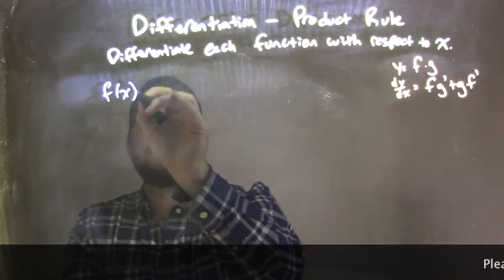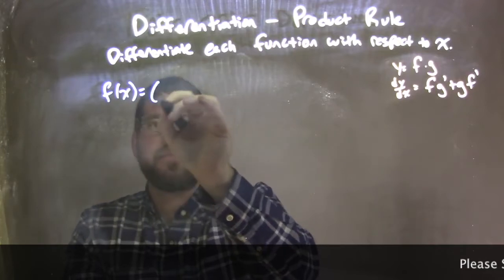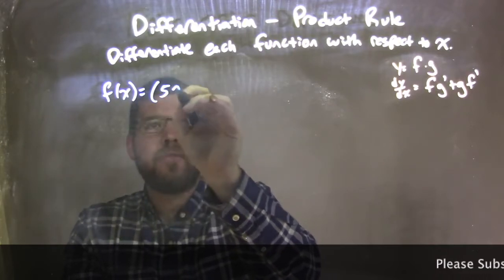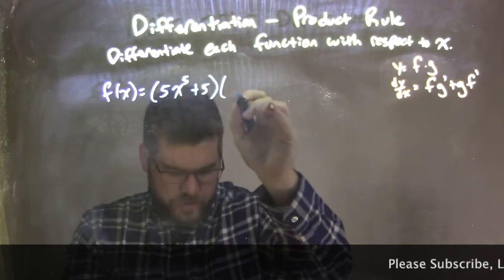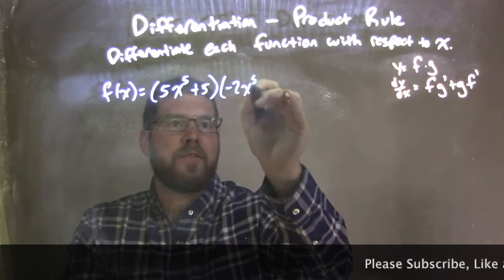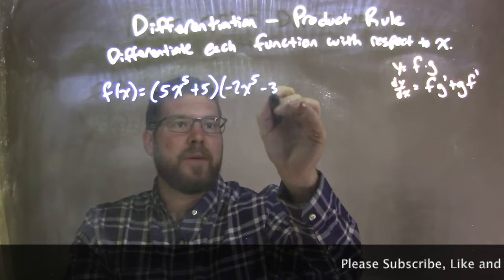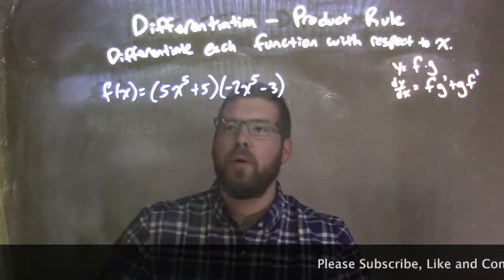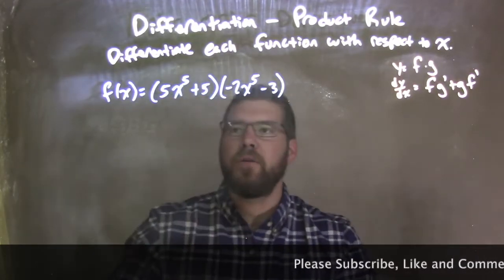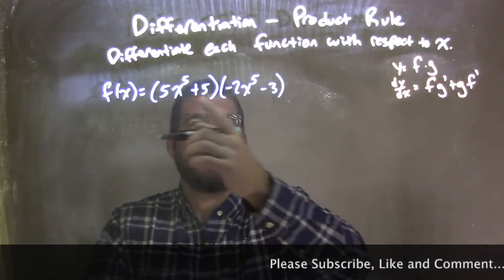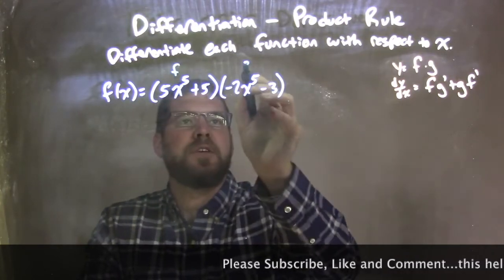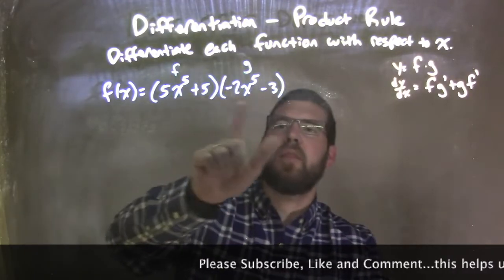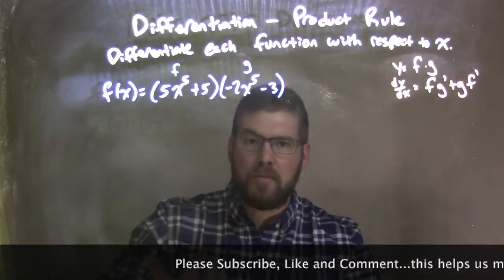F of x is equal to 5x to the fifth plus 5 times parentheses negative 2x to the fifth minus 3. Okay? Well, what I want to do now is I have my two functions, right? I see those two functions. I'm going to label the first one f, the second one g. So I have two functions that are being multiplied, and now I can apply the product rule.